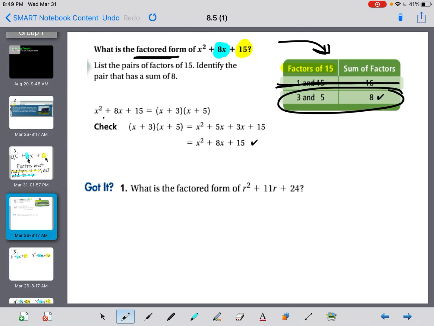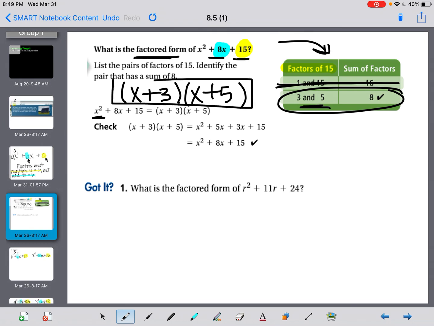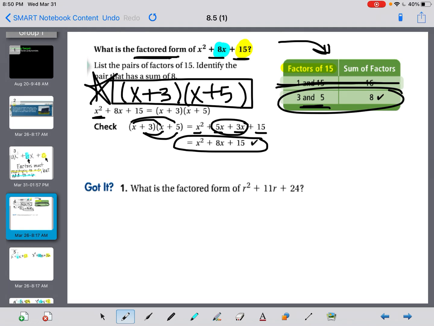Alright, so to do this, we break it down. To get x squared, we're going to need an x times another x, so each one of our binomials gets an x. Then we're going to use these two factors that we just figured out, a 3 and a 5. Since both my 15 and my 8x are positive, these are also going to be positive. Then you can always double check this final answer with FOIL to make sure that it works. When I do the firsts, I get x squared, outside I get 5x, inside I get 3x, and last I get 15. When I combine these like terms, I get my x squared plus 8x plus 15 that we started with, so we know that this is the right answer.